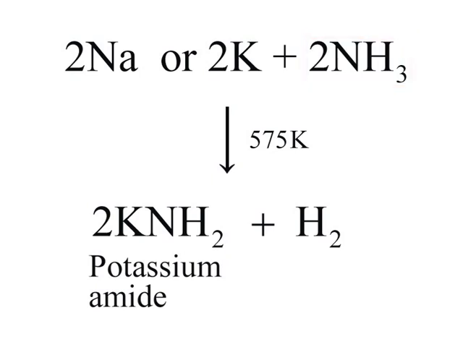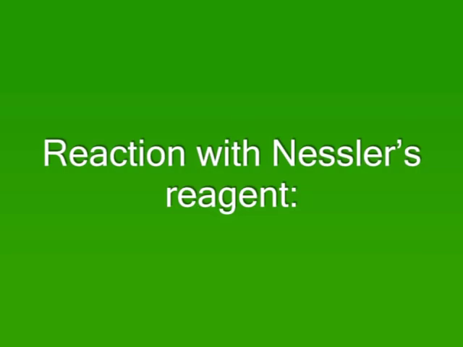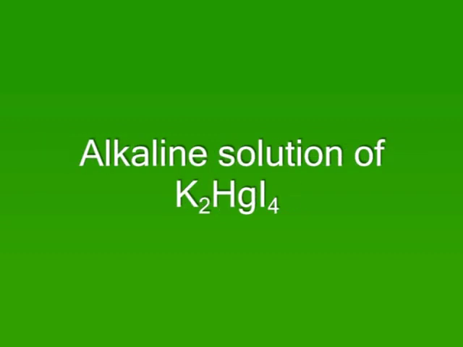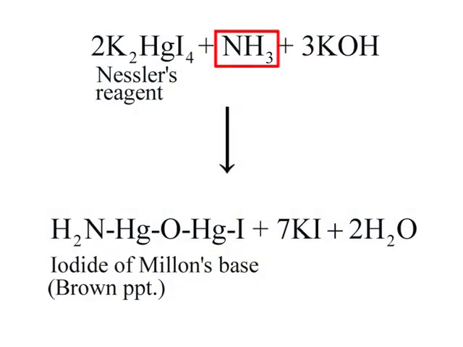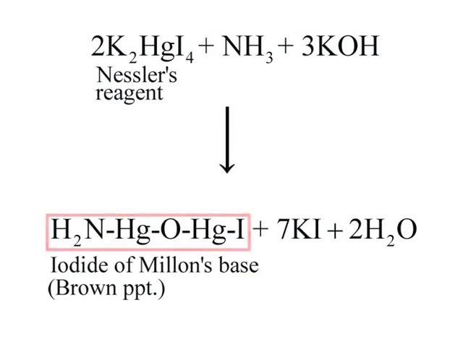Ammonia, when passed over molten sodium or potassium metal at 575 Kelvin, forms corresponding amides with the liberation of dihydrogen. Let us have a look at reaction with Nessler's reagent. With Nessler's reagent, which is an alkaline solution of K2HgI4, ammonia or ammonium salts give a brown precipitate due to the formation of iodide of Millon's base.